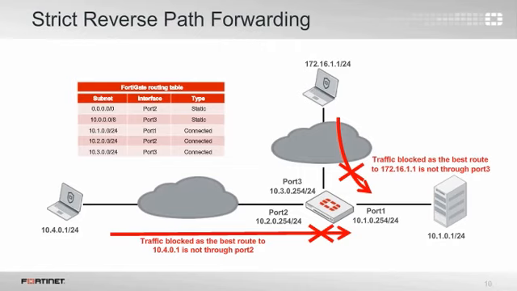The packet from 172.16.1.1 to 10.1.0.1 is still blocked because there is no route to the source IP address through port 3. The packet from 10.4.0.1 to 10.1.0.1 is also blocked. There is an active route to 10.4.0.1 through port 2, but it is not the best route to the source IP address. The best route to 10.4.0.1 is through port 3.